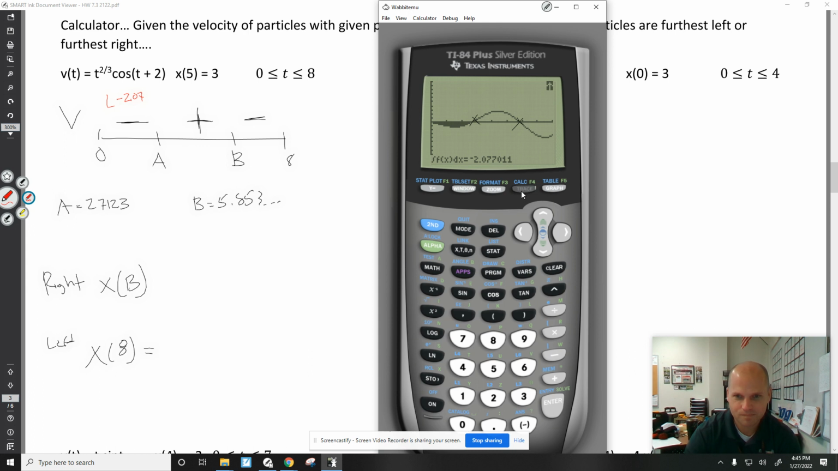Now let's find the area from A to B. Boom. That's 5.259, so that's how much I'm going to the right. Great. And then let's finish off with how much I'm going back to the left. Let's go from B to 8.